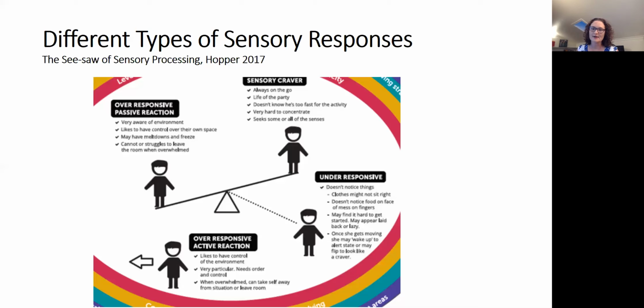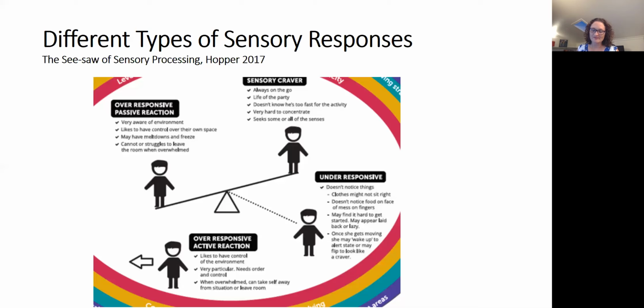These kids are very busy in their bodies and busy in their minds, and they find it hard to concentrate and relax as well. They can be sensory cravers for just one sense, or they can be sensory cravers for many senses. And again, it depends on the day. For some days you might be over-responsive in one sense, but you might be seeking out sensory information from another sense.